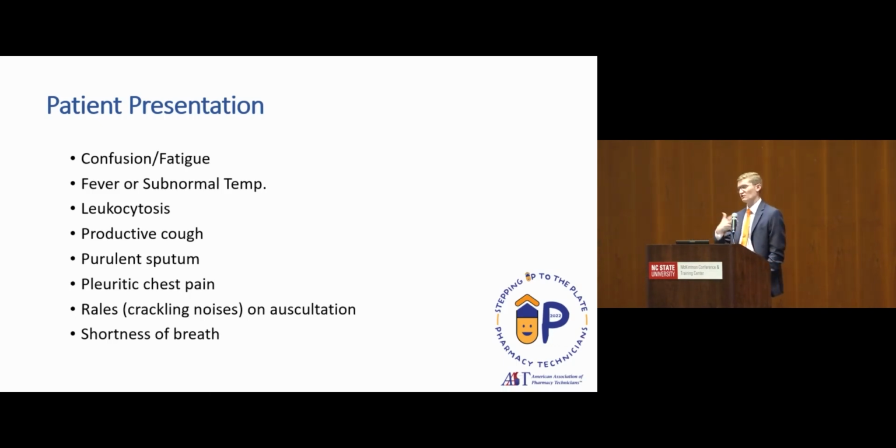We may have a productive cough because we have bacteria in our lungs and airways. Purulent sputum, meaning that there's white blood cells in our sputum. Chest pain is common with pneumonia, and then rales or a crackling noise is common if you listen to a patient's lung sounds with a stethoscope when they have pneumonia. And then shortness of breath, of course, because you have bacteria filling the sacs in your lungs, so it makes it hard for you to transfer oxygen in and out of those lungs.